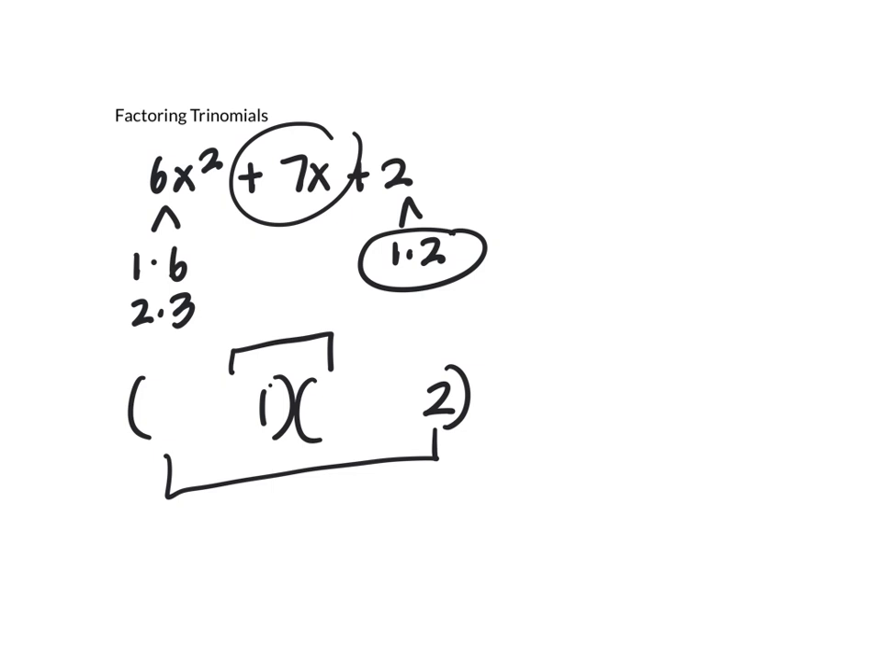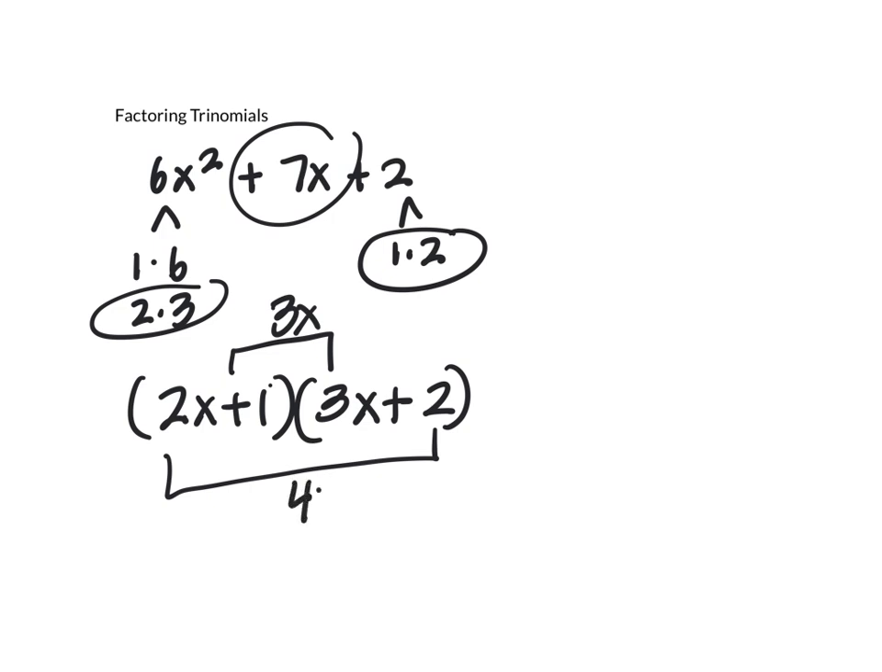So this is where I'm thinking in my head. You may have to trial and error at first until you get practice with it, but I'm thinking that if I put a 2 here and a 3 here, then inner would be 3x, outer would be 4x, and that gives me my plus 7, which is what I need. Of course you can double check to see if your first, outer, inner, and last give you what you need. And it does in this case.